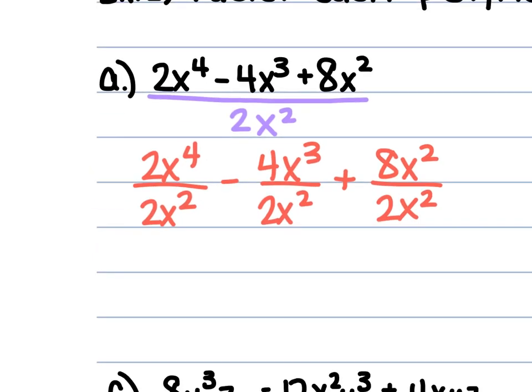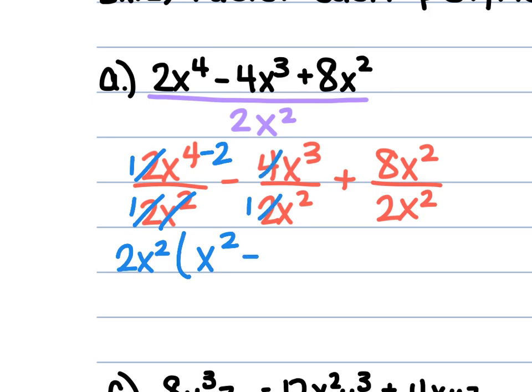The 2x squared is going to have to come out front because we're pulling that away from all of those terms. The 2x to the fourth power divided by 2x squared. The x squared is going to cancel. We're going to subtract 2 from the exponent of 4 in the numerator, and those 2's become 1's. So we're just going to be left with x squared. Keep the negative for your next term.